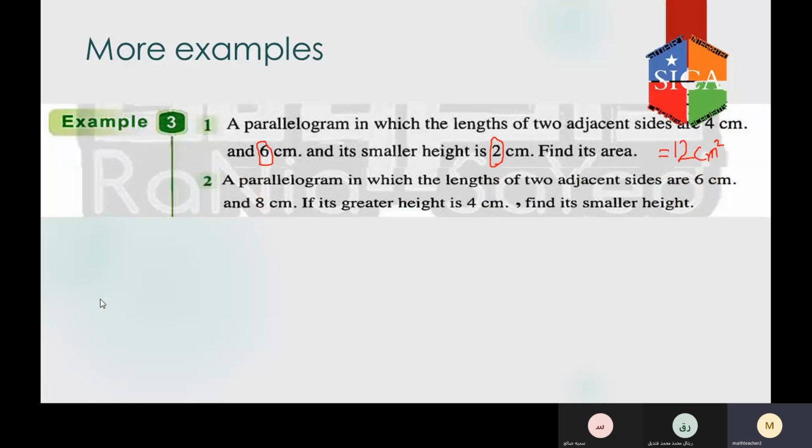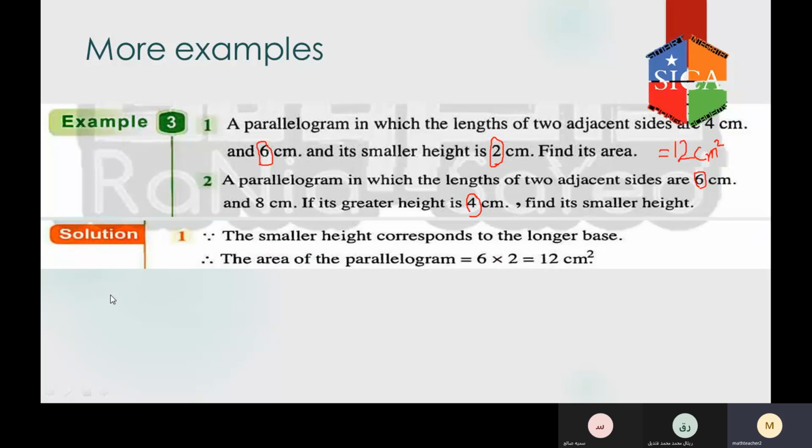A parallelogram, which is the length of two adjacent sides. We know the adjacent sides means the two bases of the parallelogram. And the greater height, not the smaller. Here the greater height corresponds to the smaller base. The smaller base here is 6 centimeters. The corresponding height, which is the greater, equals 4. Then the area equals 6 times 4 equals 24 square centimeters.